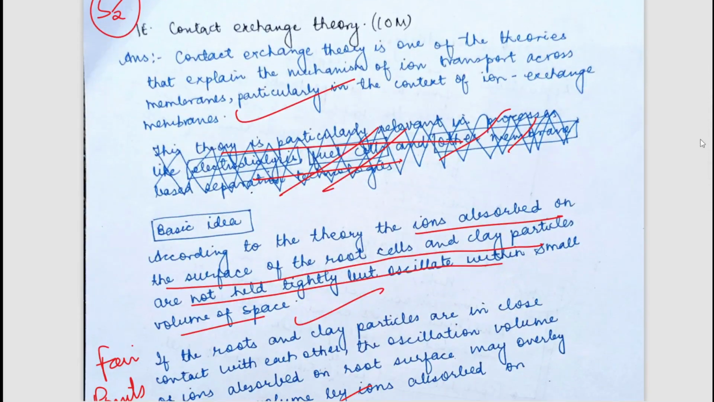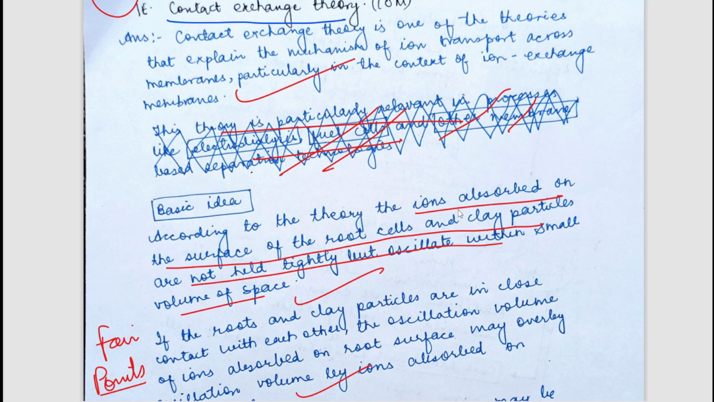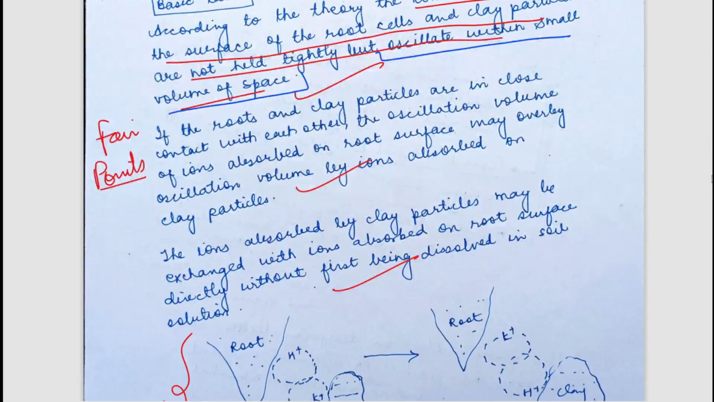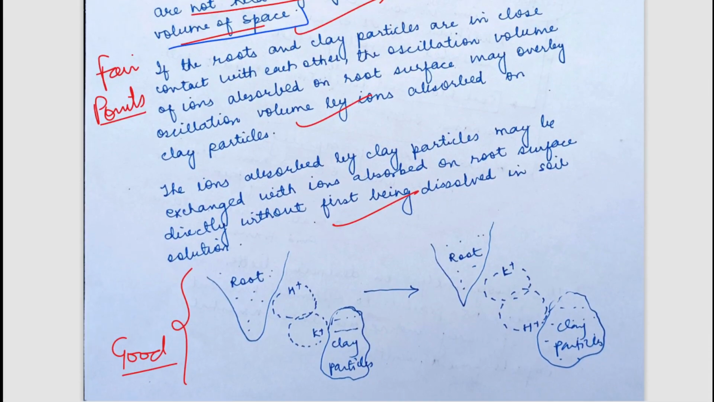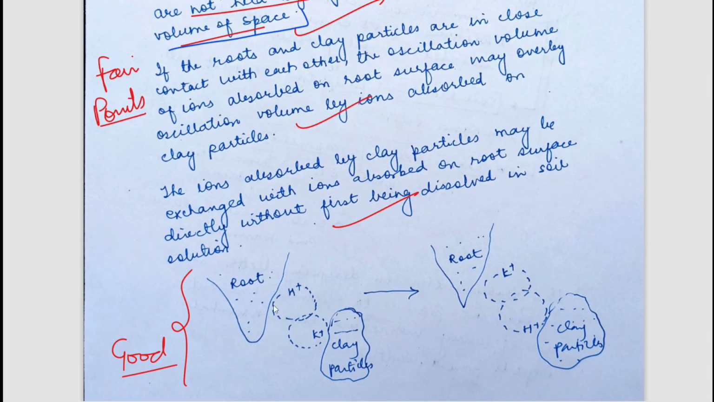Now the next was to write a note on contact exchange theory. So what is contact exchange theory? According to this theory, the ions adsorbed on the surface of root cells and clay particles are not held tightly but oscillate within a small volume of space. You can see here with the diagram, the student has explained it. That's how contact exchange theory works.